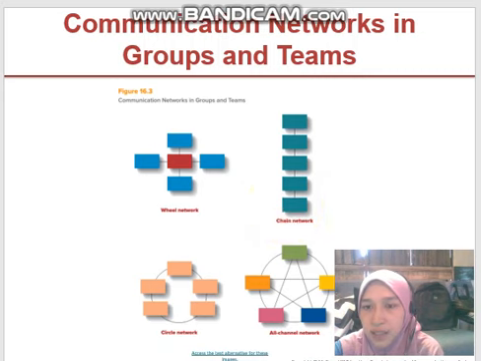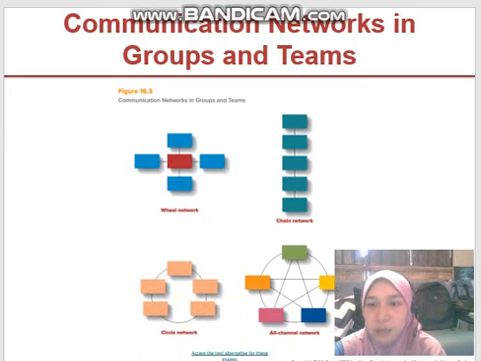That is the chain network. The third communication network in groups and teams is known as the circle network. As you can see from the slide, this is the circle network. Members communicate with others close to them in terms of expertise, experience and location, for example, members of a task force and standing committee. The circle network is most often found in groups that are not teams. So members within this group will communicate with others close to them in terms of expertise, experience and location.